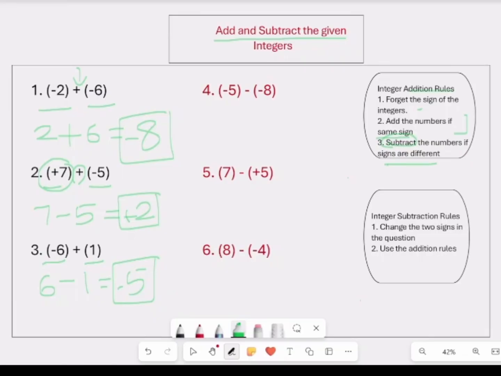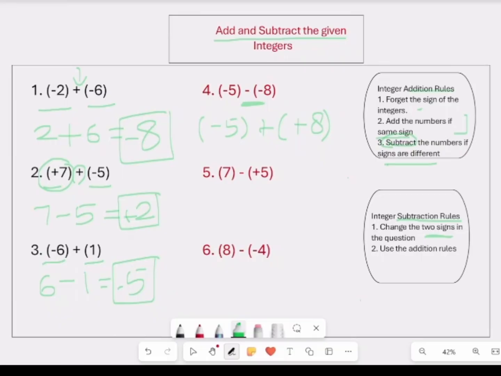I have some problems here that I have colored in red, where we are not adding, we are subtracting integers. Now there are different rules to subtract integers. What are these? Let's look at these. It says change the two signs. Now what are the two signs? These are the two signs that we change. So -5 remains unchanged, but we change these two signs, which is -8 becomes positive. So basically we flip the integer from -8 to +8.